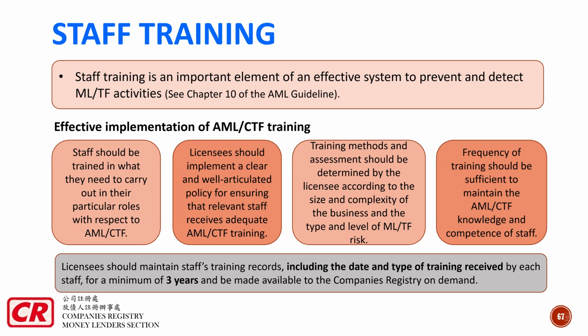The frequency of such training should be sufficient to maintain the staff's knowledge and competence. The staff should also be trained in what they need to carry out their particular roles. For example, different training may be provided to frontline staff or management level staff. The licensee should maintain the staff's training records, including the date and type of the training received by each staff, for a minimum of 3 years, and these records should be made available to the Companies Registry on demand.